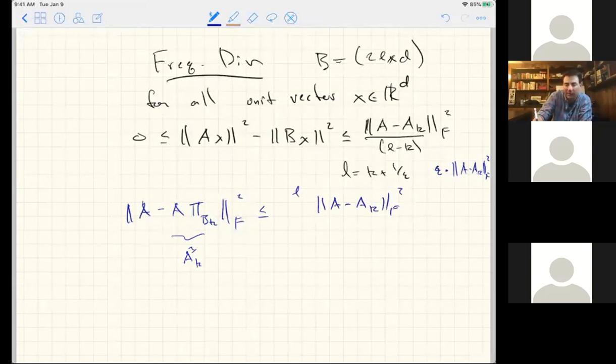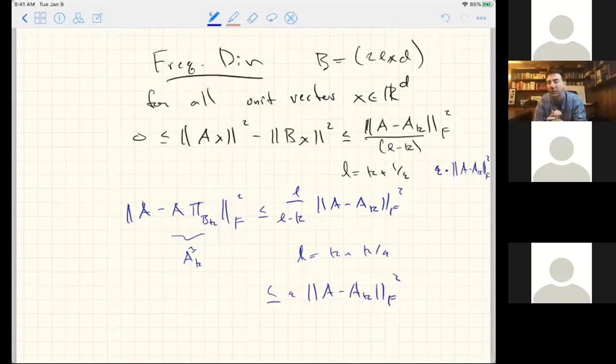Then this is going to be L over L minus K. Now if I set L equals K plus K over epsilon, then this is going to be less than epsilon times the squared Frobenius norm of A minus A_k. So I'm again getting a good approximation of the subspace if I set L roughly 10 times K. So you can make these guarantees. The specifics, I think you'll maybe play a little with in the homework. They aren't too important, but this is one way of approximating, and it has these strong guarantees. And like Misra-Gries, you can't do any better than this in terms of space.